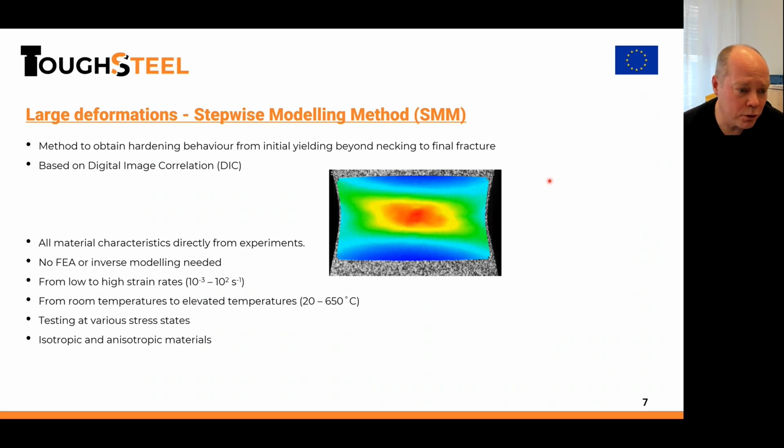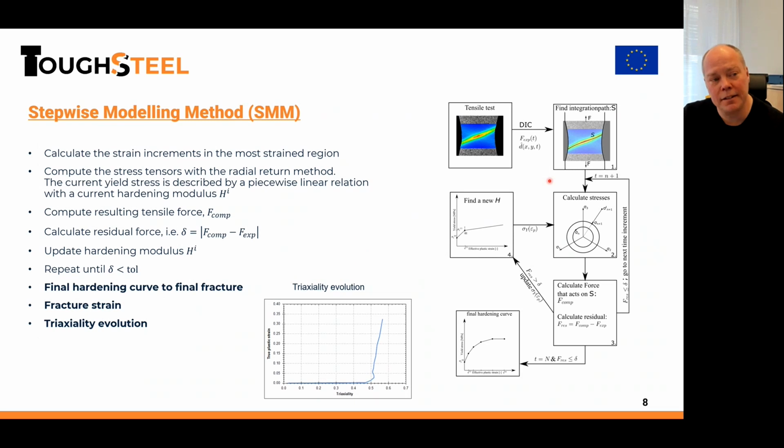It works from low to high strain rates. It works for any temperature. We have tested it from 20 to around 650 degrees Celsius. You can have different specimen geometries. That means various stress states, and it works for isotropic as well as anisotropic materials. And this method works like this.